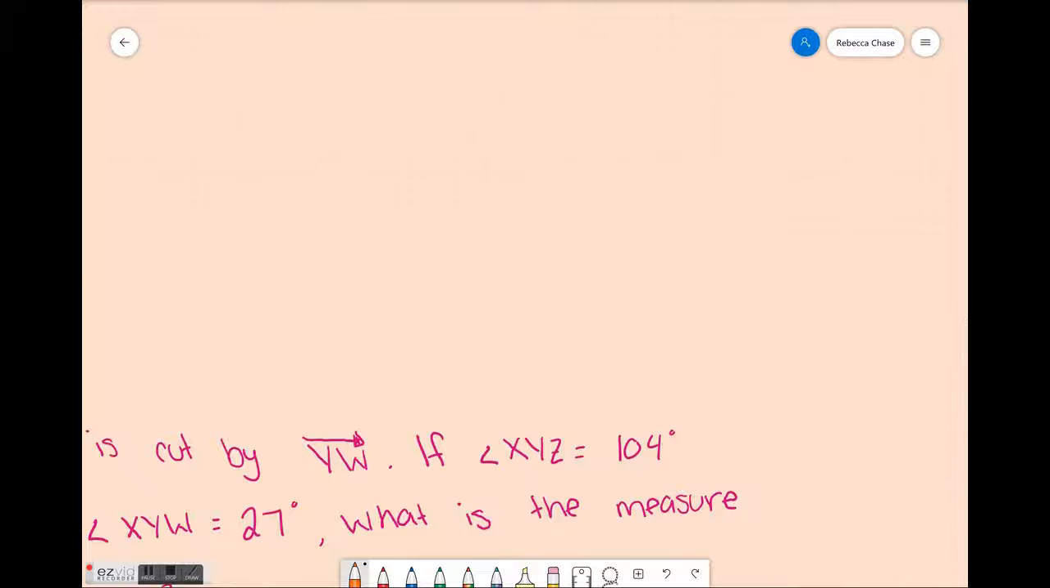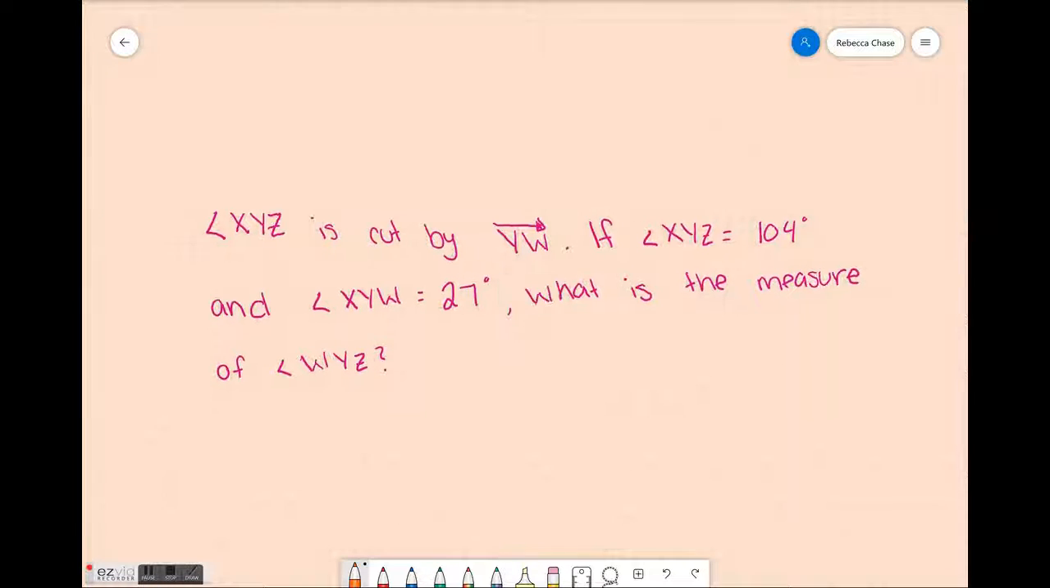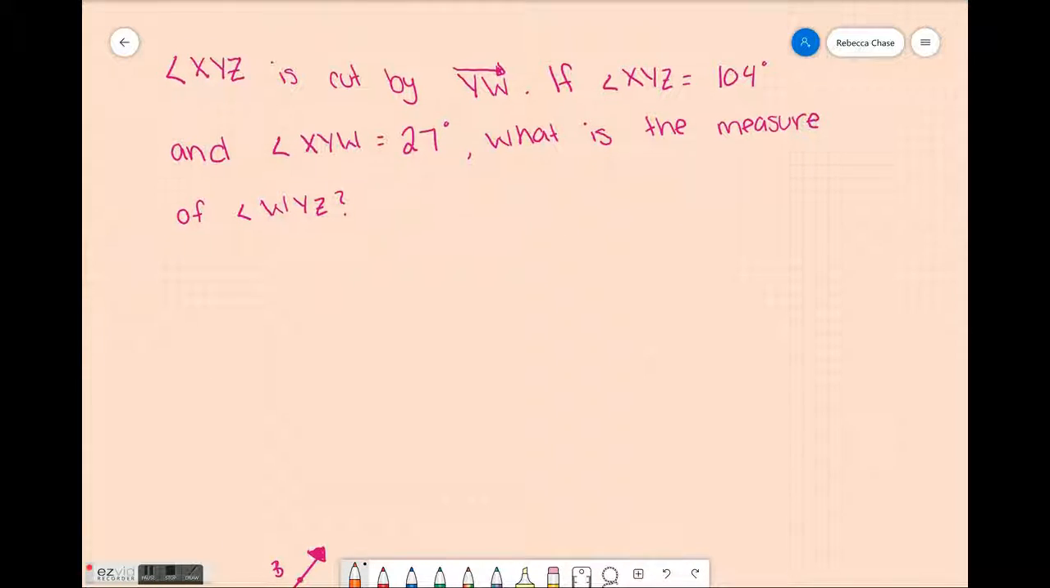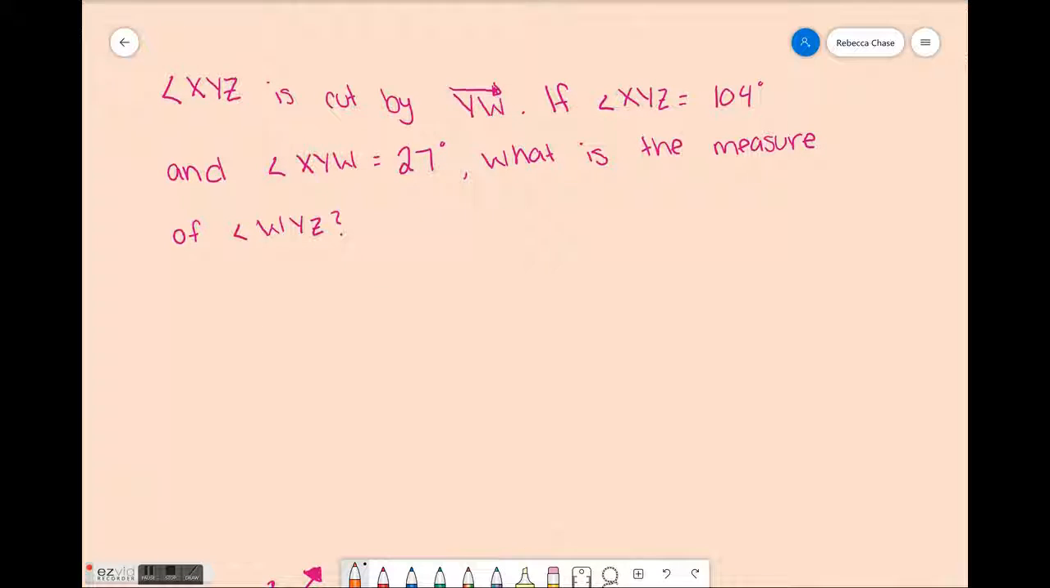Again, super simple, guys. All right, this next example gets a little bit more difficult, but that's just because I only gave you words. All right, so if I have that angle XYZ is cut by ray YW, so remember a ray is labeled with just one arrow up top. If angle XYZ is 104 degrees and angle XYW is 27 degrees, what is the measure of angle WYZ?